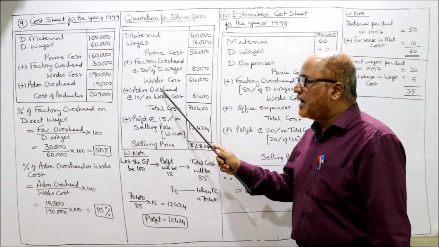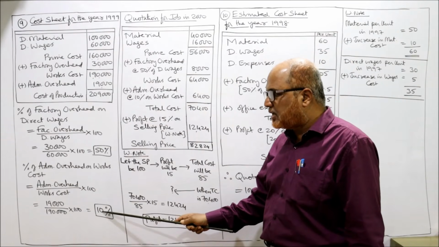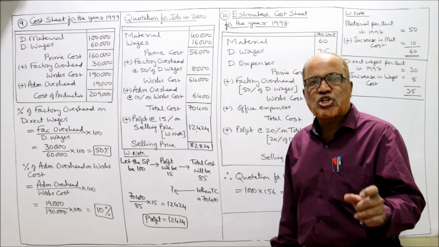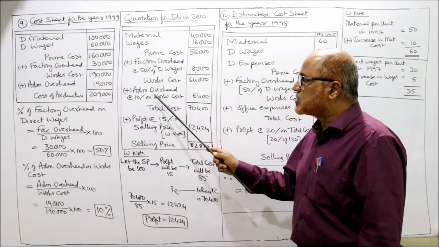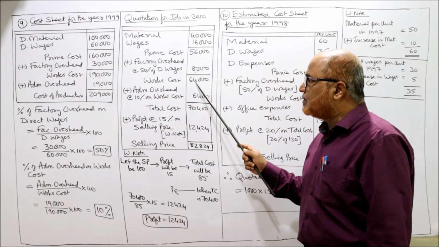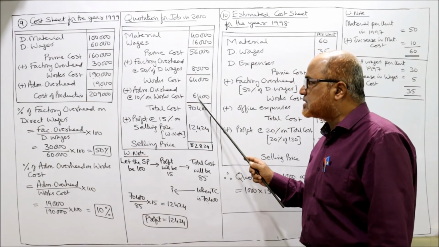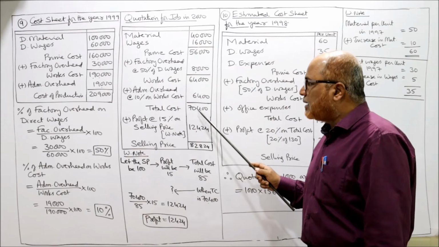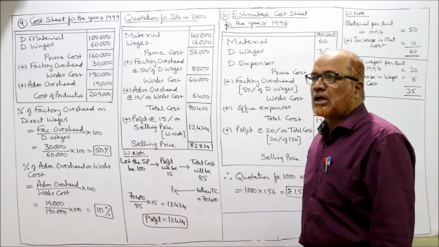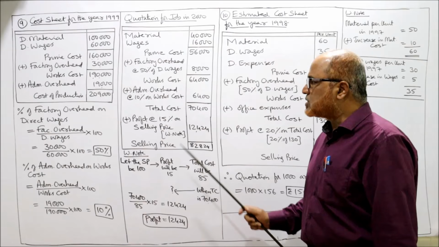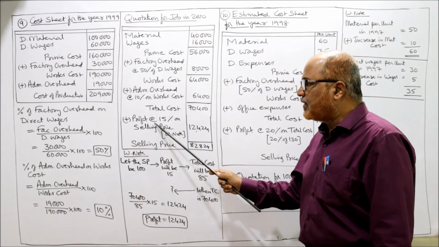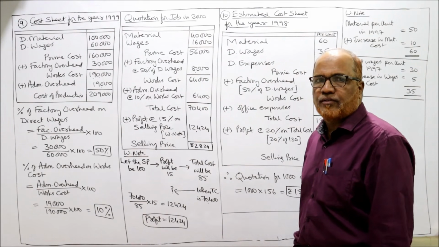Right? Now add administration overhead is 10% of works cost. Administration overhead is 10% of works cost. The works cost we got 64,000. So 10% of 64,000, 6,400. Now add up, 70,400 is the total cost. Total cost 70,400. Now profit at the rate of 15% on selling price.